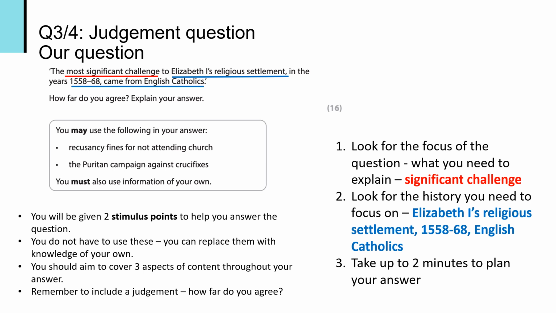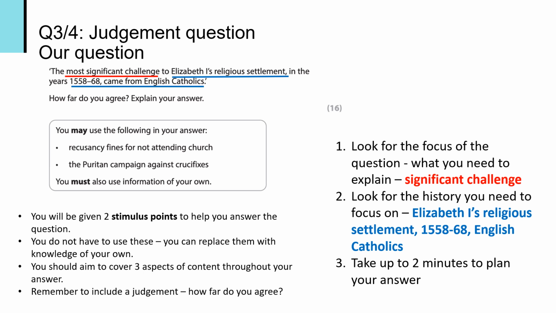First of all, you should look for the focus of the question. What do you need to explain? In this case, we've underlined it in red for you. You are explaining significant challenge. Then look for the history that you need to focus on. And here we have underlined this in blue for you. You are focusing on Elizabeth I's religious settlement and the challenges that she faced between the years 1558 to 68. As I say, take up to 2 minutes to plan your answer.